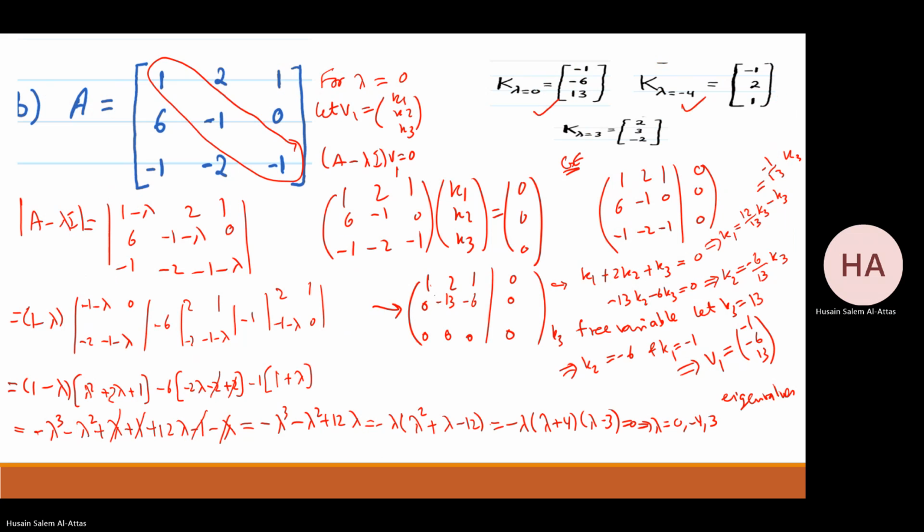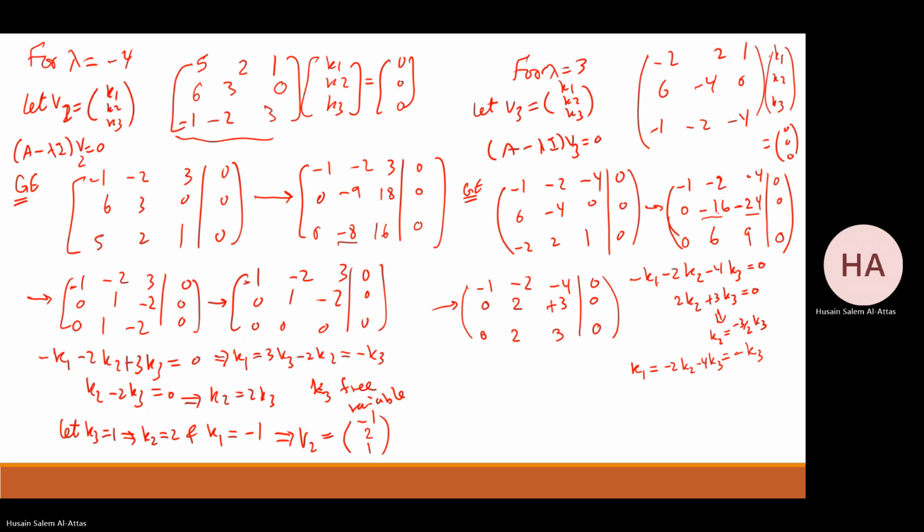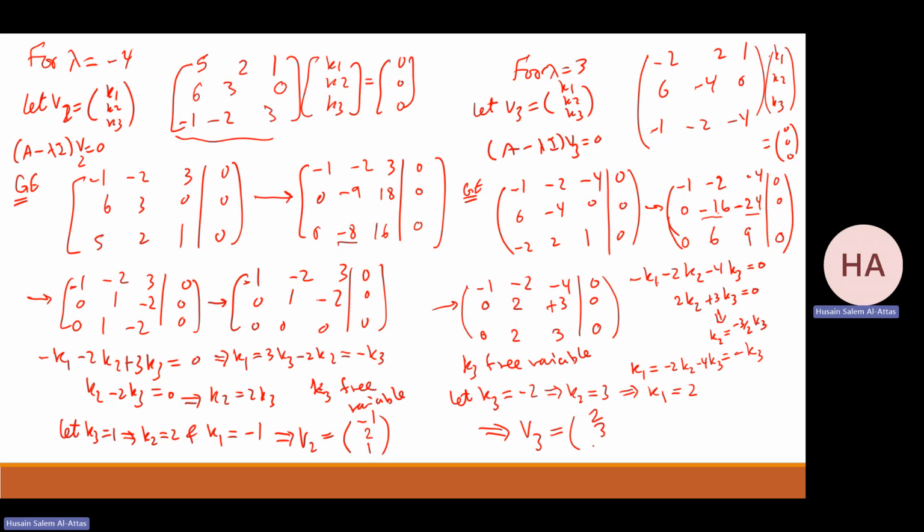So k3 is a free variable. So I let k3, to avoid fractions, be minus 2. So it will be k2, 3, and k1, 2. So my third vector will be 2, 3, minus 2.